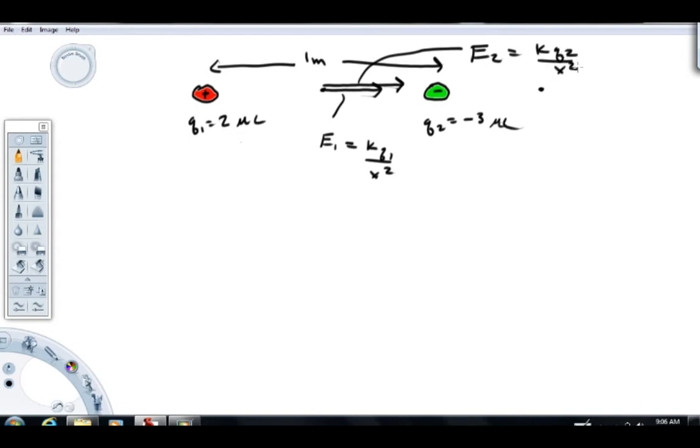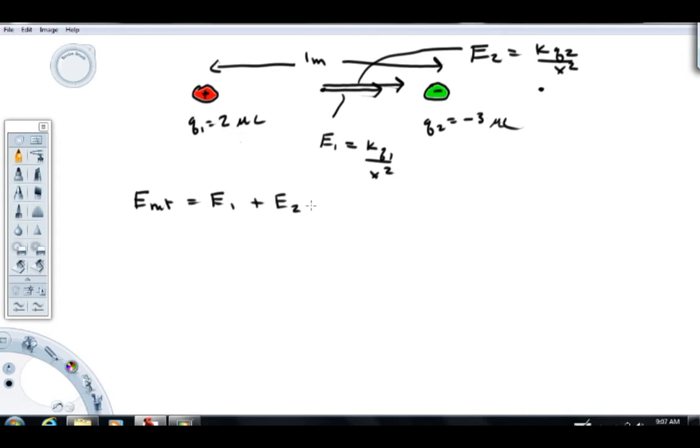Because of the symmetry of the problem, this point is halfway between them, so x is 50 centimeters. That's good for that distance and that distance. That's why the distance at the bottom of both equations is x. That's just a consequence of the example I decided to use here. So now both electric field vectors point to the right. Now they need to be added vectorially. So the net electric field is equal to E1 plus E2.